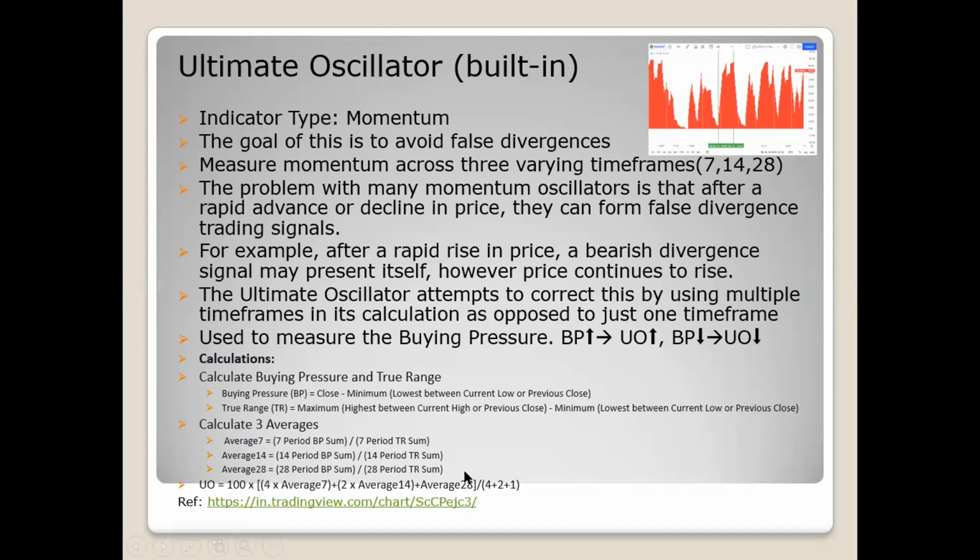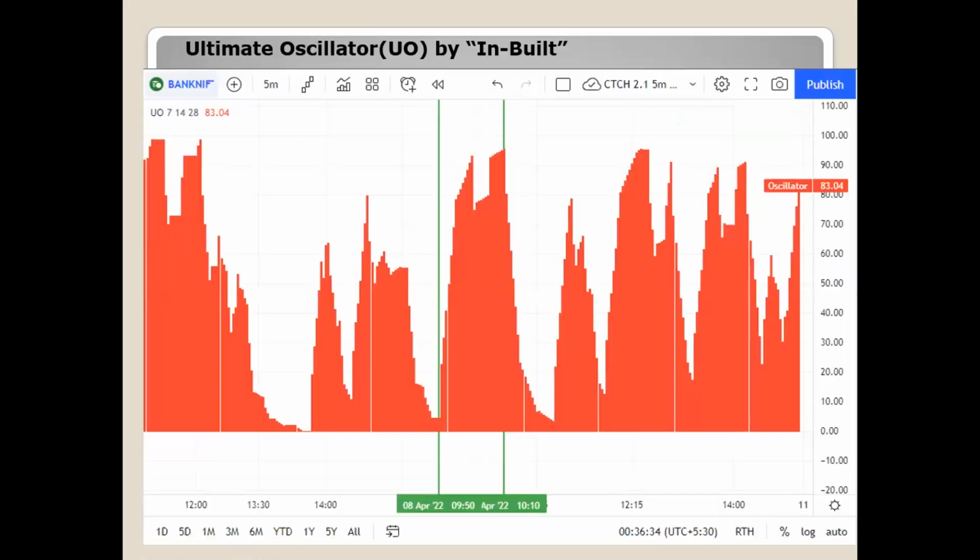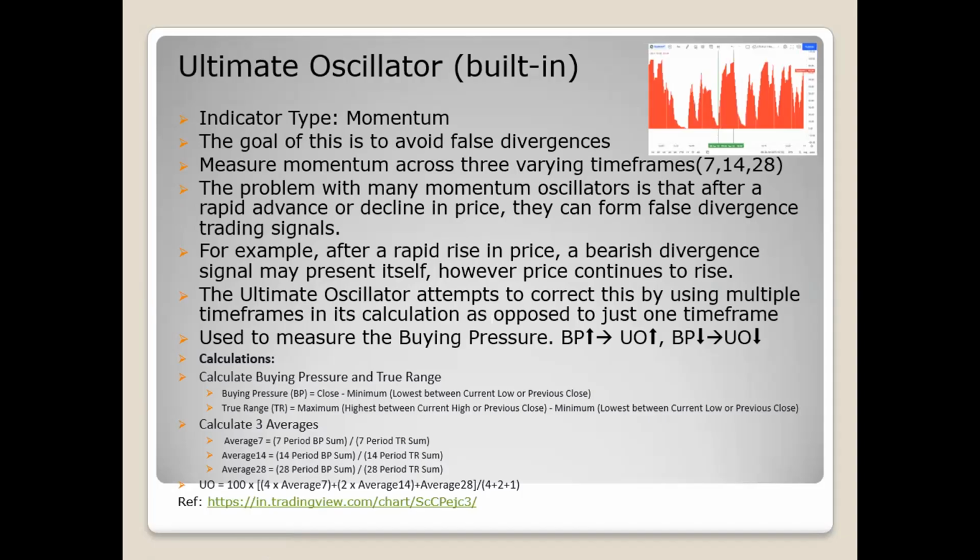Charles already explained a little bit about the ultimate oscillator, but the look and feel is a little different here. That's the only difference. Earlier it was a line. Basically this is a momentum indicator, and the goal is to avoid false divergence. This ultimate oscillator measures momentum across three different time frames, which are 7, 14, and 28.